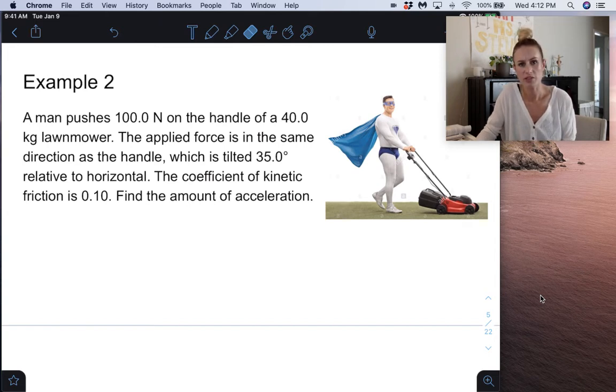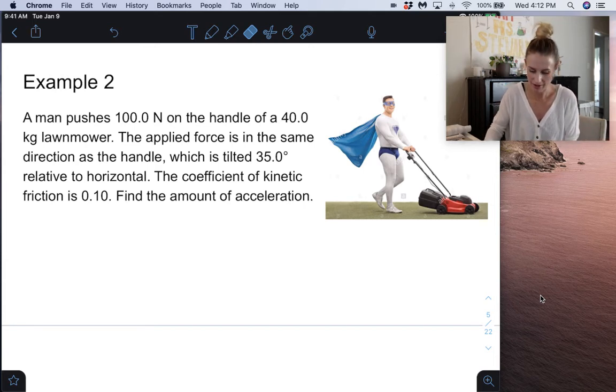So first and foremost, I'm just going to write down my givens and draw a picture. And before I do that, can we just take a moment and appreciate that stock photo that I found online? Yeah, I don't know either.